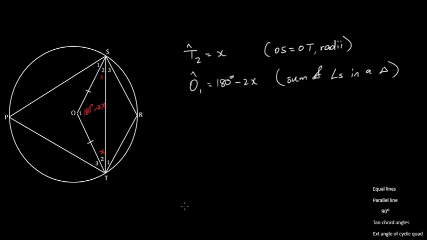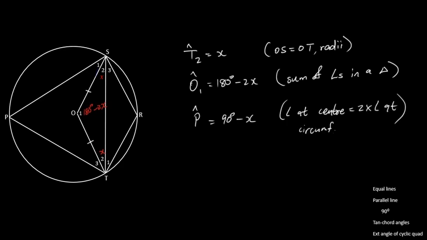Then we have 180 minus 2x as the new starting point. They want us to calculate angle P, with O1 being the starting point. What is angle P? This is O1, this is P. Angle at the center is 2 times angle at the circumference. So 180 minus 2x over 2 is 90 minus x. Angle at center equals 2 times angle at circumference.